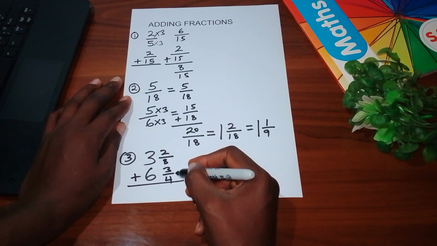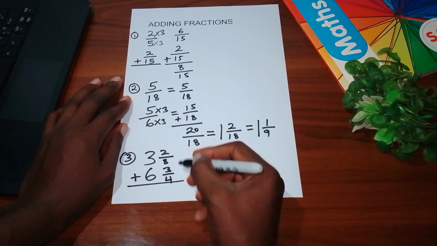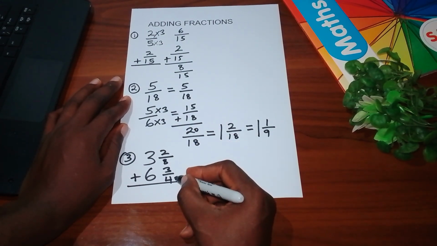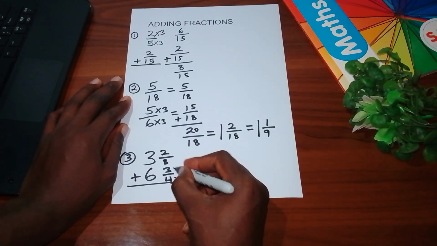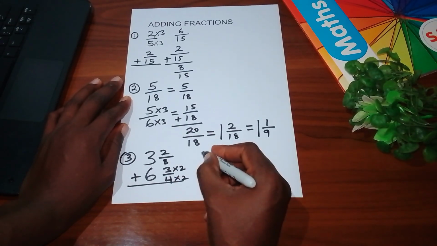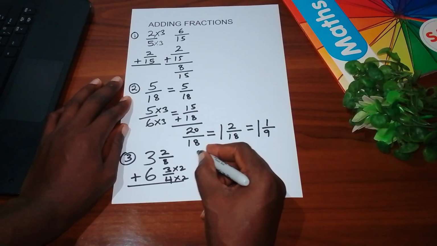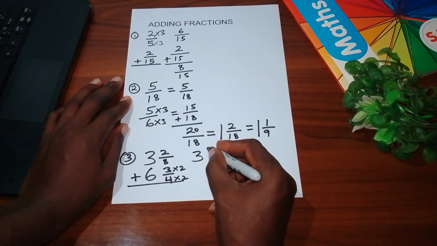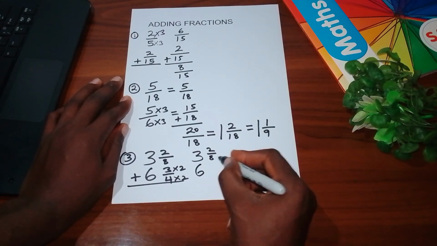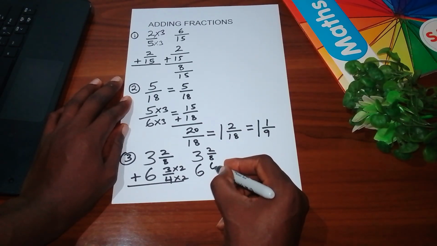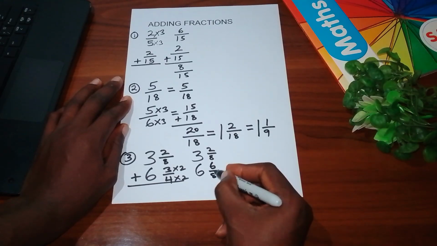Still, we'll look at the denominators. We have 8 and 4. So we'll change the 4 to 8. 4 times 2, times 2. Our new fraction here is going to be with a whole number, 3, 2 out of 8. Then 6 whole numbers and 6 out of 8.